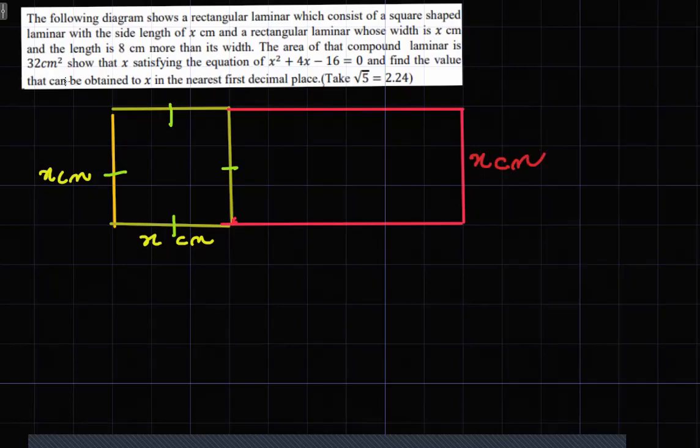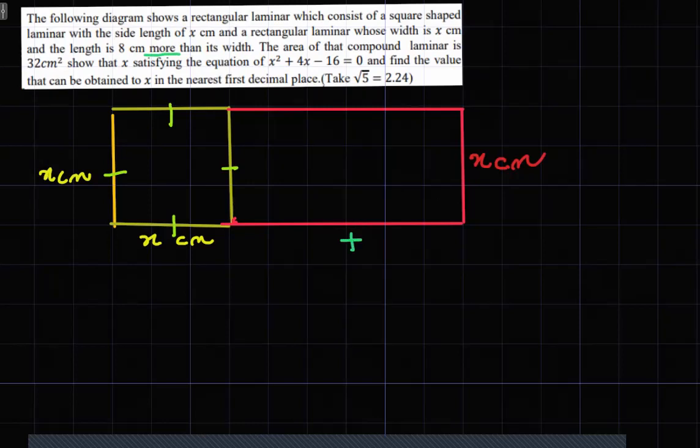And the length is 8 centimeters more than its width. Which rectangle? It's the red rectangle. Read it carefully. A rectangular lamina whose width is x centimeters and the length is 8 centimeters more. So the moment you see the word more, what should come? An addition.